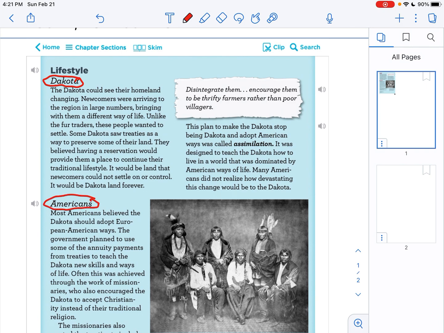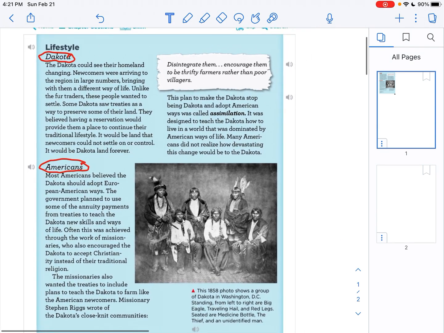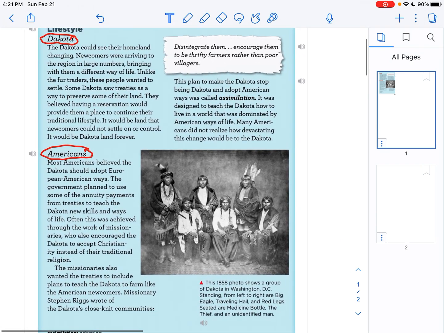I kind of got a problem with this. This is how the book explains it. As Americans or Dakota, I take issue with this because weren't the Dakota Americans as well? Yeah. But I guess that's how they classified it. So anyway, just my thoughts on that. Food for thought. Okie dokie. Let's go ahead and take a look at this and see what's up.